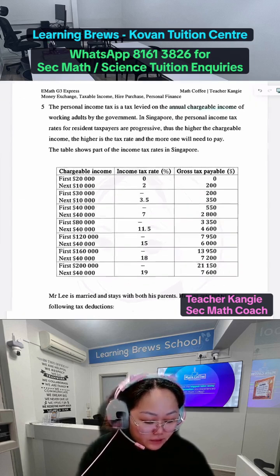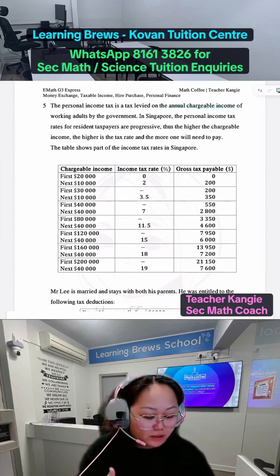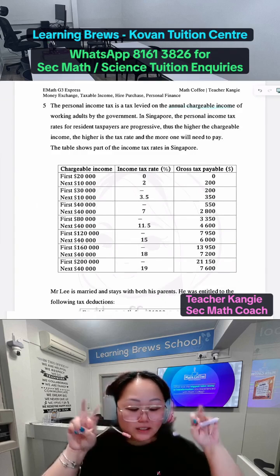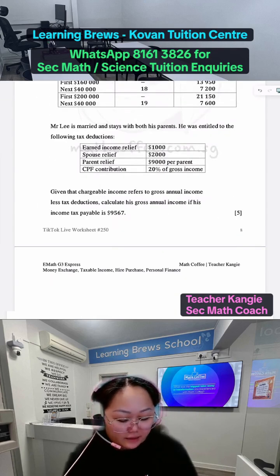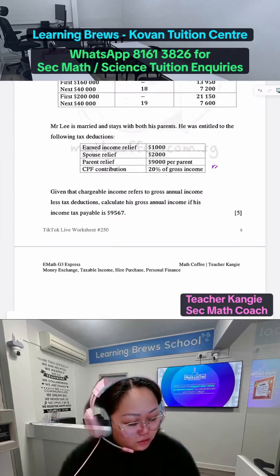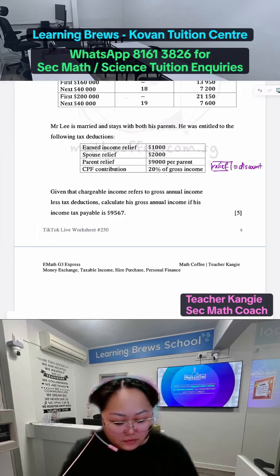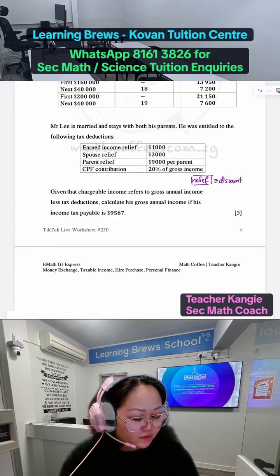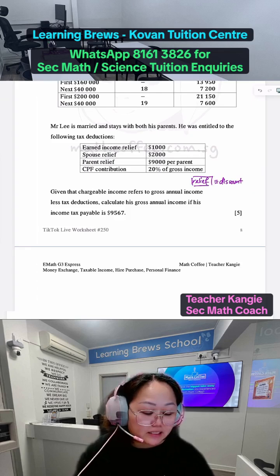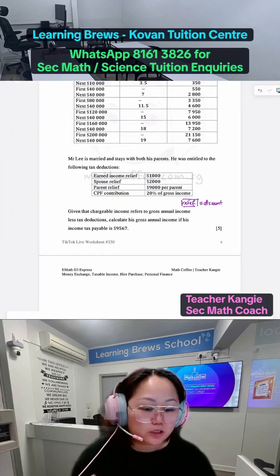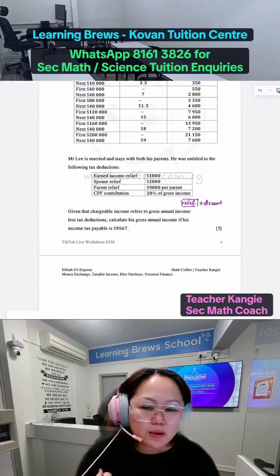Chargeable income is what you have after all the so-called discounts. In tax, the so-called discount is the word relief. It is the same meaning as discount. Some students don't understand the word relief, but actually relief means discount. But discount doesn't mean that they will eat up your money. Some students may say, oh, they will take away my annual salary.